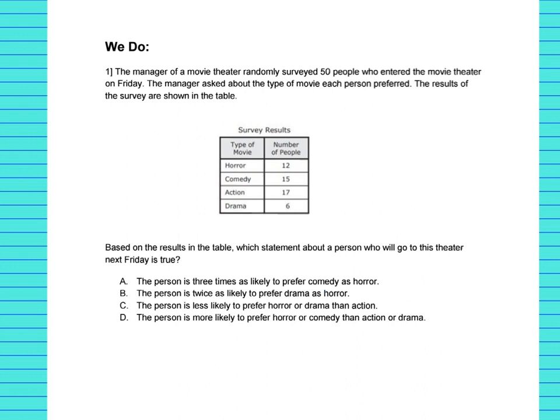Based on the results in the table, which statement is true about a person who will attend the theater next Friday? First things first, even though it may not ask, we always want to make a total just in case. So go ahead and add up 12 plus 15 plus 17 plus 6, please. Looking here, it tells you 50 is your total.